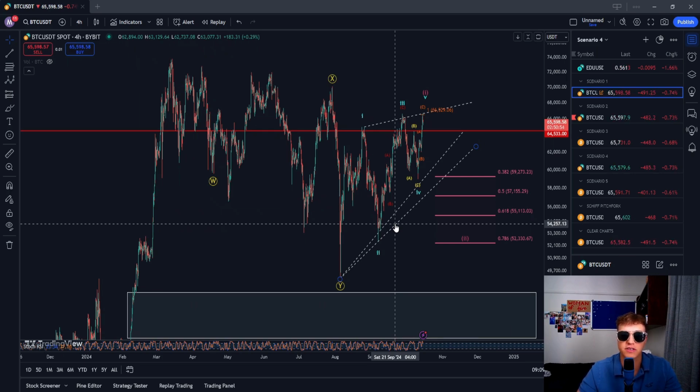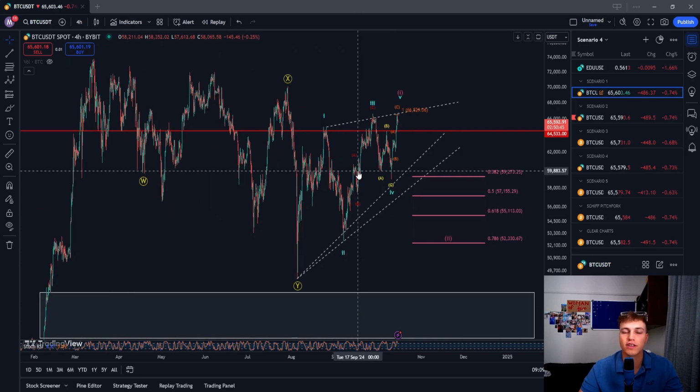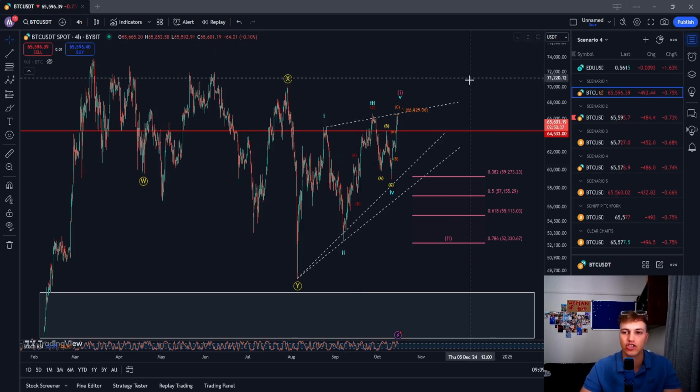Let's find out. But enough of the nonsense, let's get into the charts. So today we are going to be talking about 3 scenarios on the charts and then doing trade possibilities like usual. So starting on the first scenario on the chart, our main scenario has indeed changed.